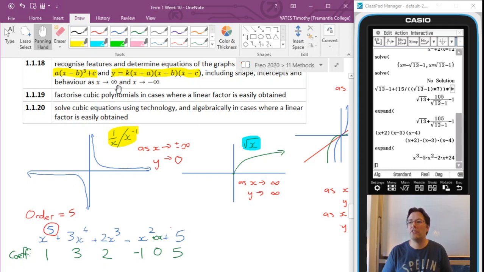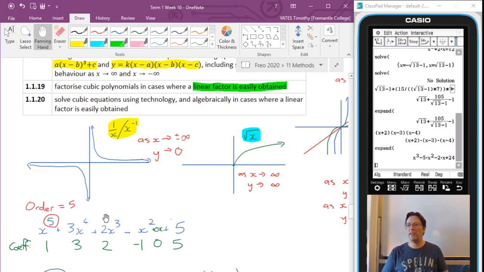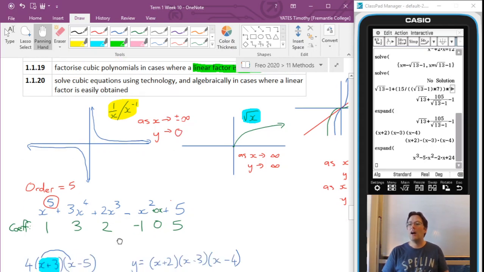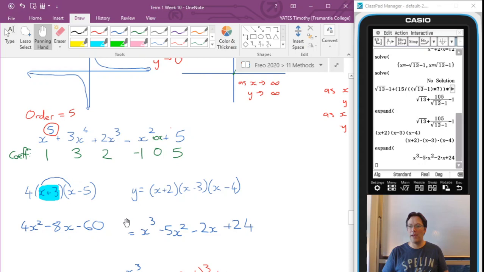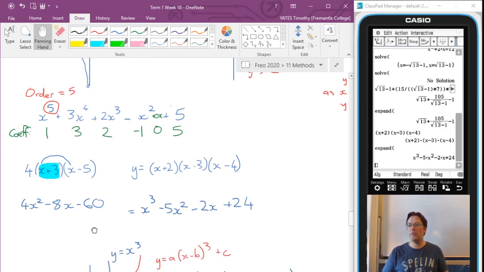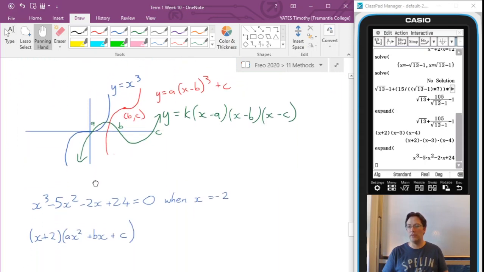Next up, factorizing cubic polynomials in cases where a linear factor is easily obtained. So this is the tougher one, and I'm actually going to do it as a little example down below. We're going to take this expanded form of (x + 2)(x - 3)(x - 4), because we know what answers we should get. So we're going to just take that one and see what we can do.